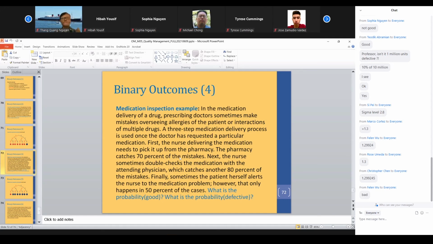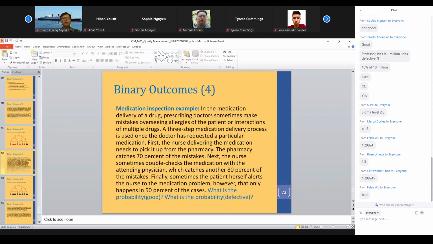For simplicity, we assume that different parties here have different, independent check probability. So the pharmacy catches the mistakes 70% of the times. The nurse might check with another doctor, right? Attending physician might be another doctor, not the doctor that prescribes the medication. So the second doctor here might catch the wrong medication made by the first doctor, right? So 80% of the time.